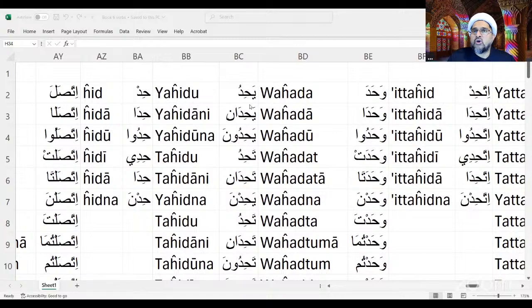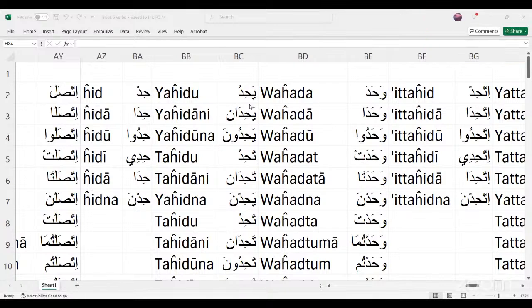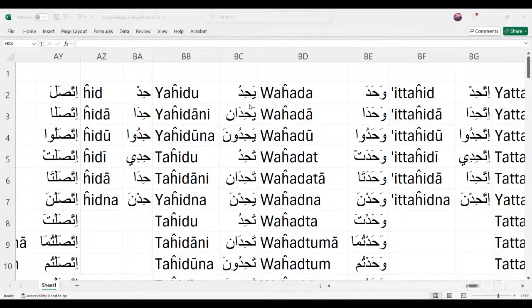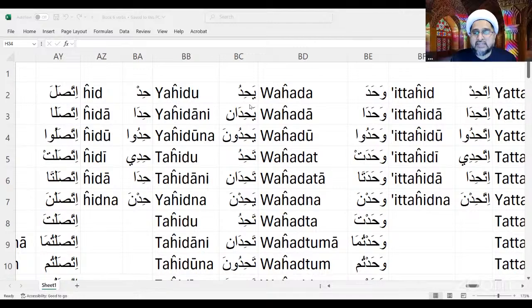You heard the word muttahid. Hum sab muttahid ho jaye. Have you heard the word ittihad? Ittihad means unity. Exactly. So the root word of ittihad is wahada yahido. The root word is wahada yahido.